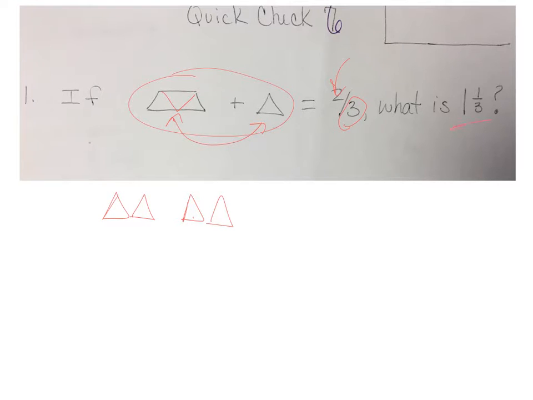And then if you're looking for 1 1/3, then you say, well, 1 whole. If this here is showing 2/3, then 3/3 would be 6 of the triangles, or the hexagon. And then you need a third more. So you have a whole and a third more.